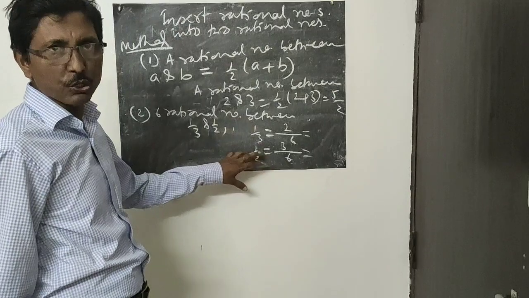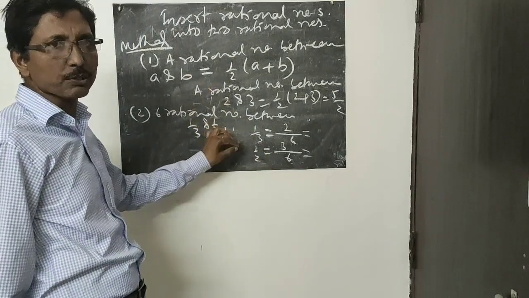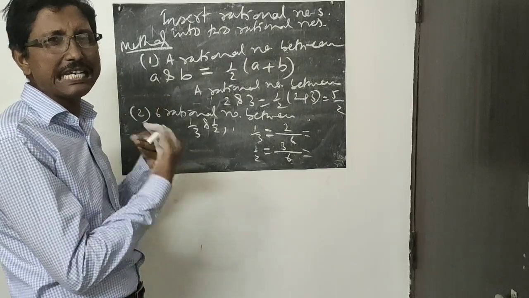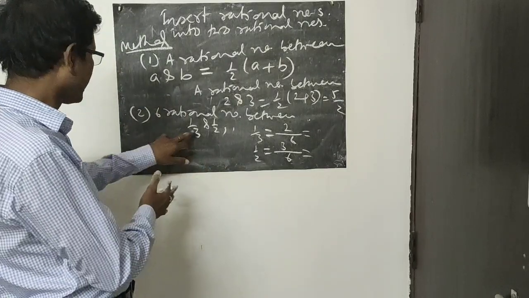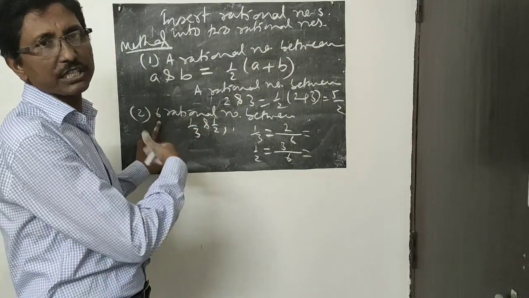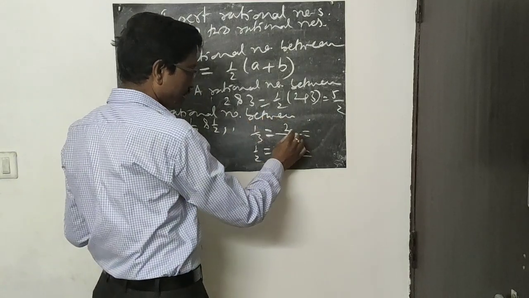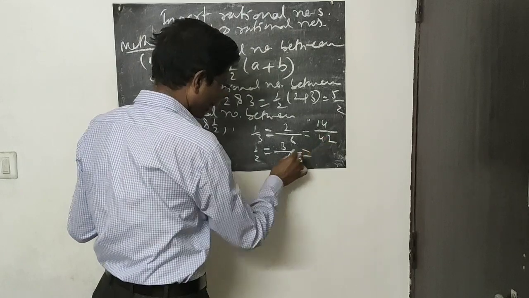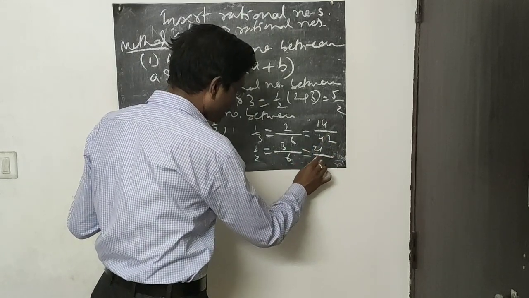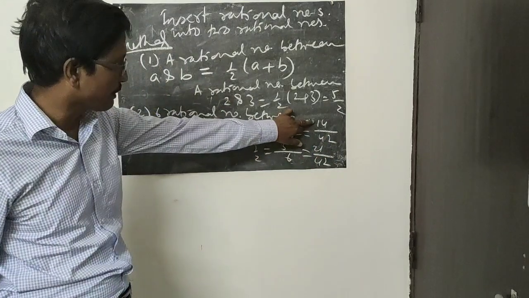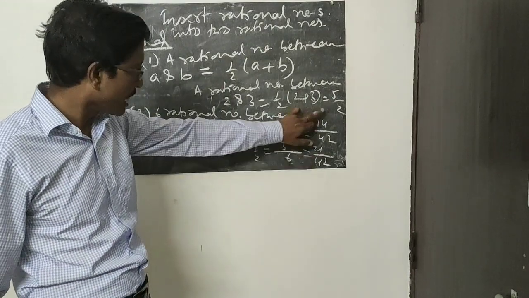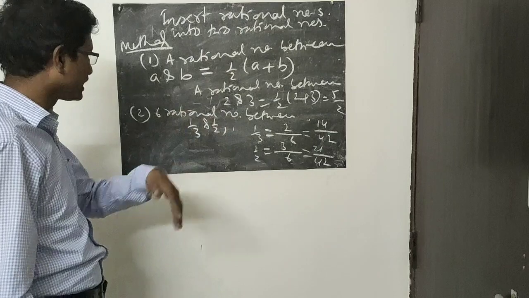So then what will you do? Multiply this rational number, meaning the equivalent rational number, by any natural number greater than 6. Suppose you want to multiply by 7, then what will you get? 7 times 2 is 14, 7 times 6 is 42, 7 times 3 is 21, 7 times 6 is 42. Now you are getting 14 by 42, 21 by 42. So you have sufficient space for 6.